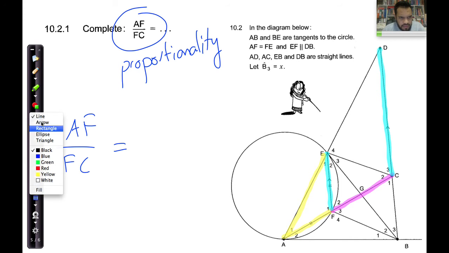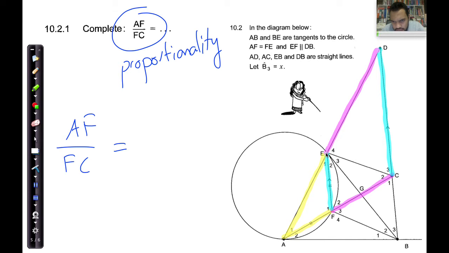Let me just find that pink. I just started using highlighters recently. And there we go. So that's an E, right? AE. So that's ED and FC, right? So let's put that in. Let's get it in there.